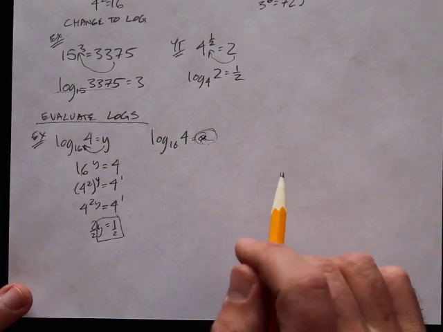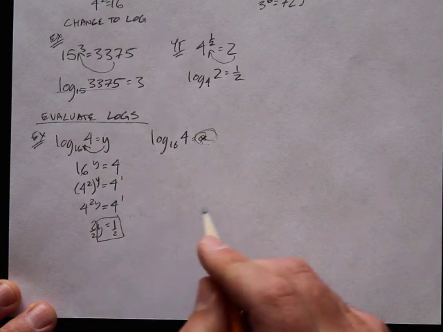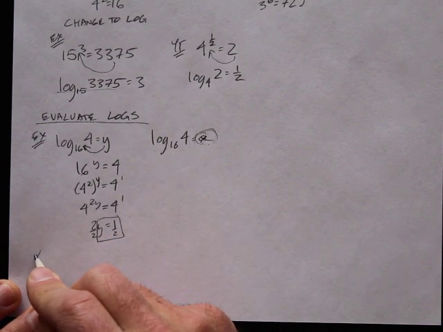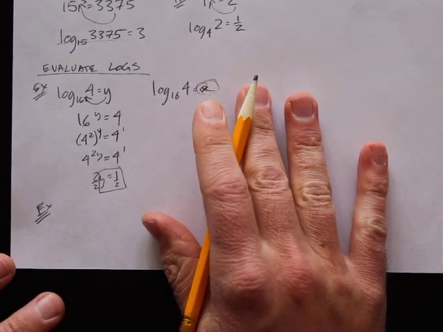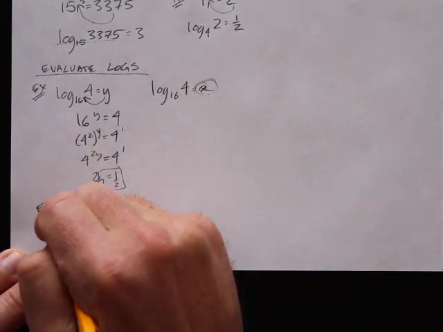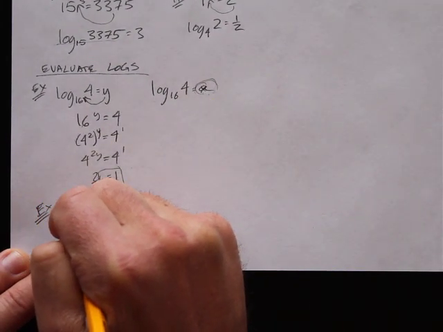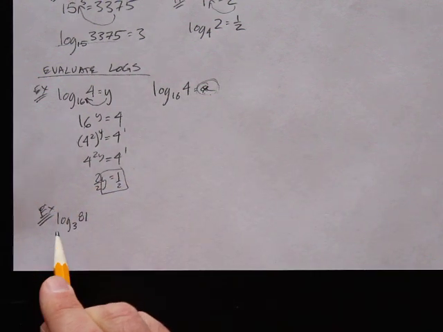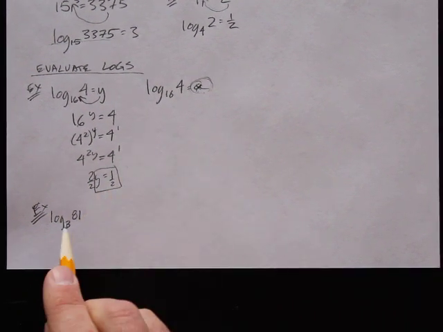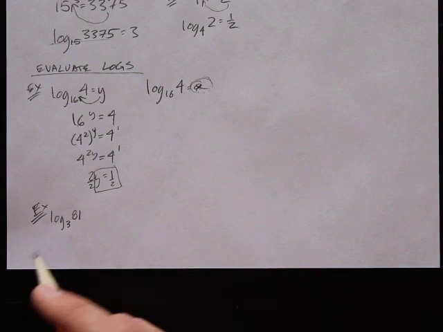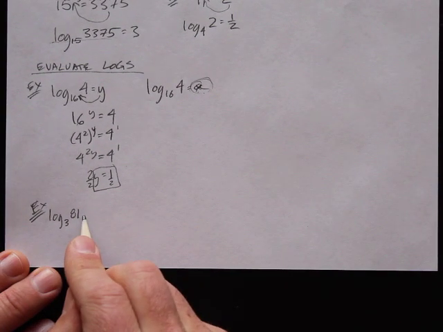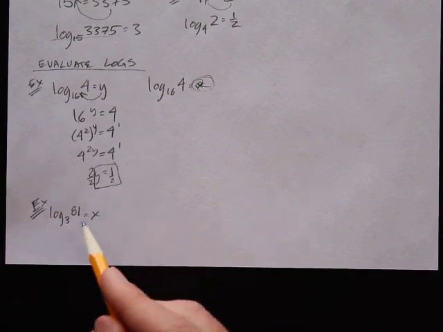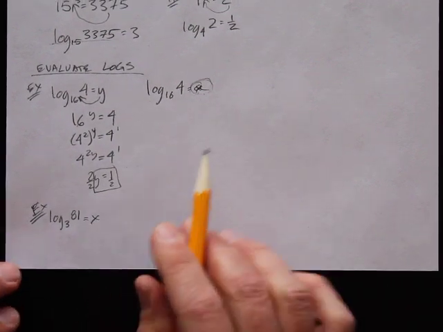Okay, now let's do another one. Let's do it right here. This would be a "we try" if we were together. Okay, log base 3 of 81. So now I'm being asked to evaluate this log, and I look at that and go, I don't know what I'm supposed to do with this. But if I say equals x, then I go, oh, okay, I just need to find x.